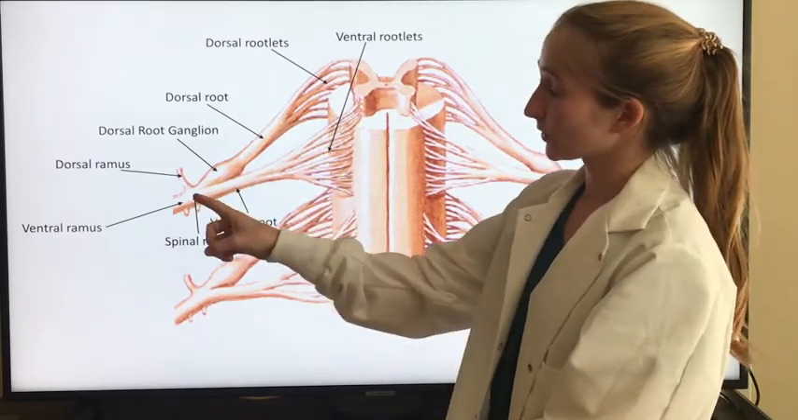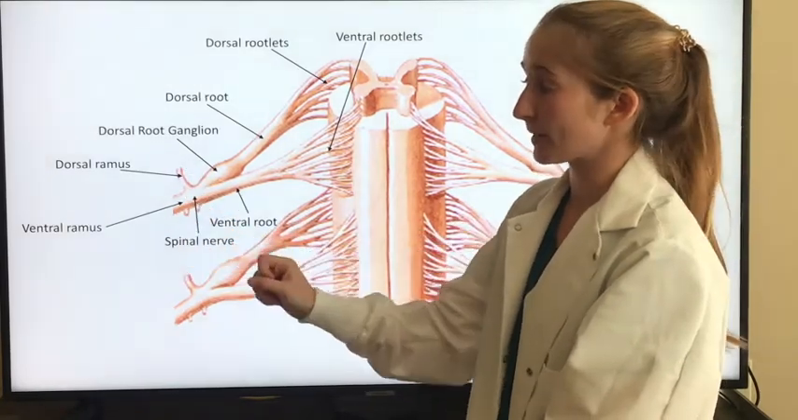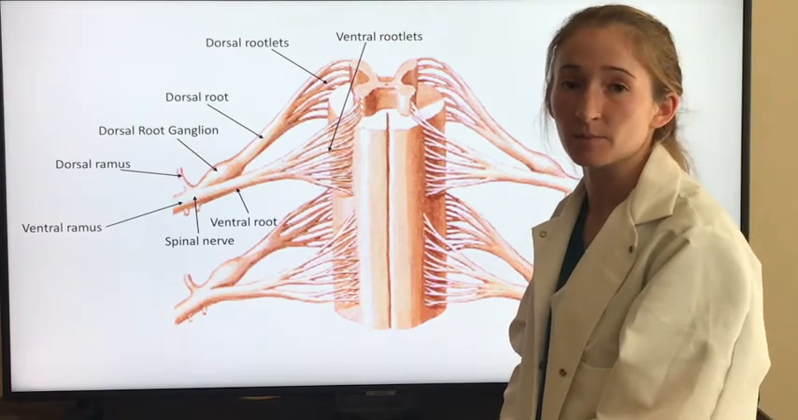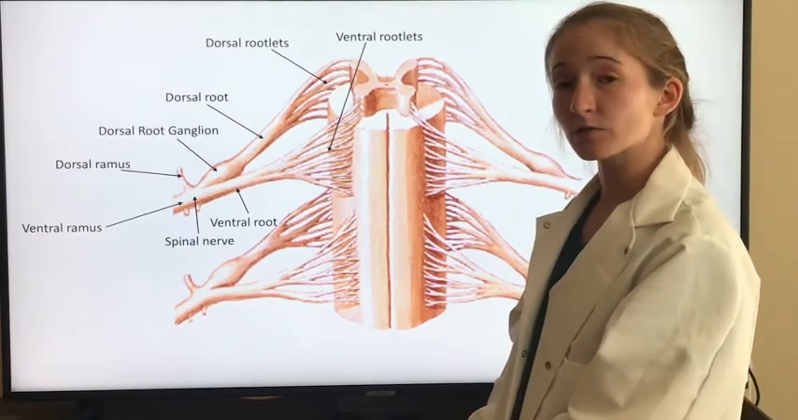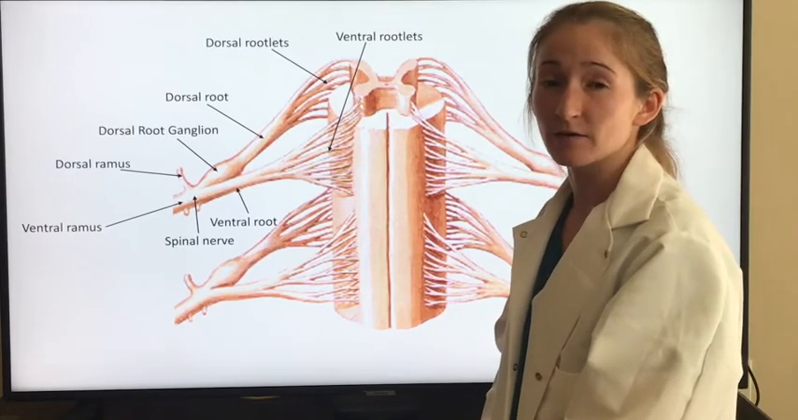The ventral and dorsal root converge to form the spinal nerve, which quickly branches to the dorsal and ventral ramus. The dorsal ramus has motor and sensory fibers that supply the deep muscles of the back and overlying skin. The ventral ramus has motor and sensory fibers that supply the muscles, joints, and skin of the limbs and trunk.